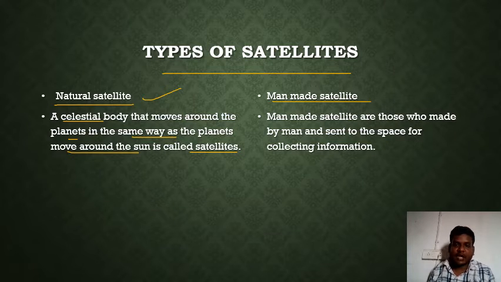And man-made satellites are made by man and sent to space for collecting information. Just like you use telephone to communicate with other people by satellite. And we also know where the heavy rainfall is, this information comes from the satellite. And which place will be very hot or cold today, this information is also collected by the satellite. I hope man-made and natural satellites are clear to you.